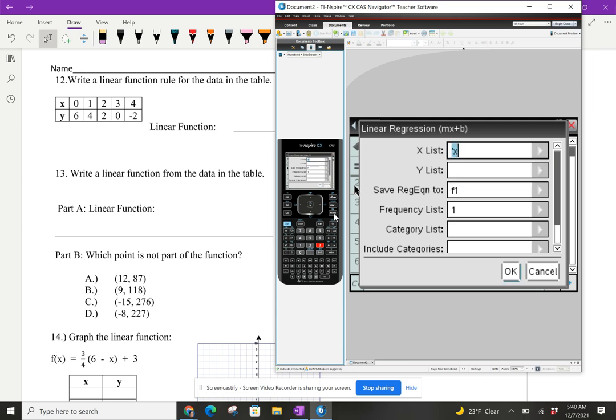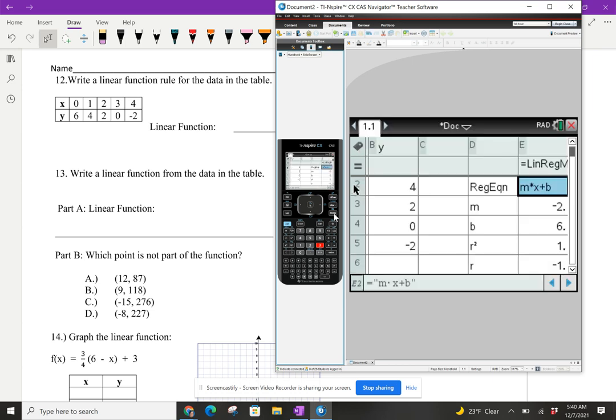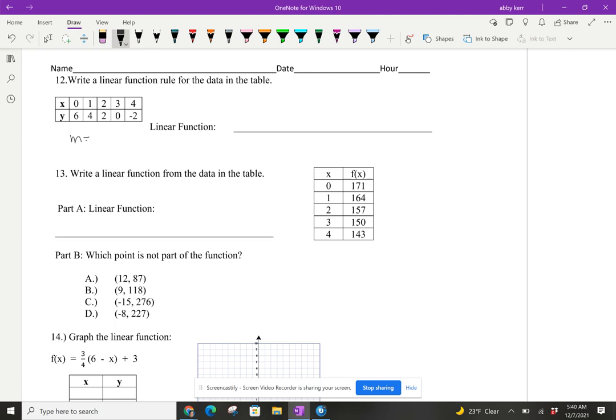Now the only two things that you care about here is labeling. We call the X list X. We call the Y list Y. And then our M shows to be negative 2. Our B shows to be 6. So linear function, you can write y equals, or f of x equals, negative 2x plus 6. So this equation or function rule represents this table.